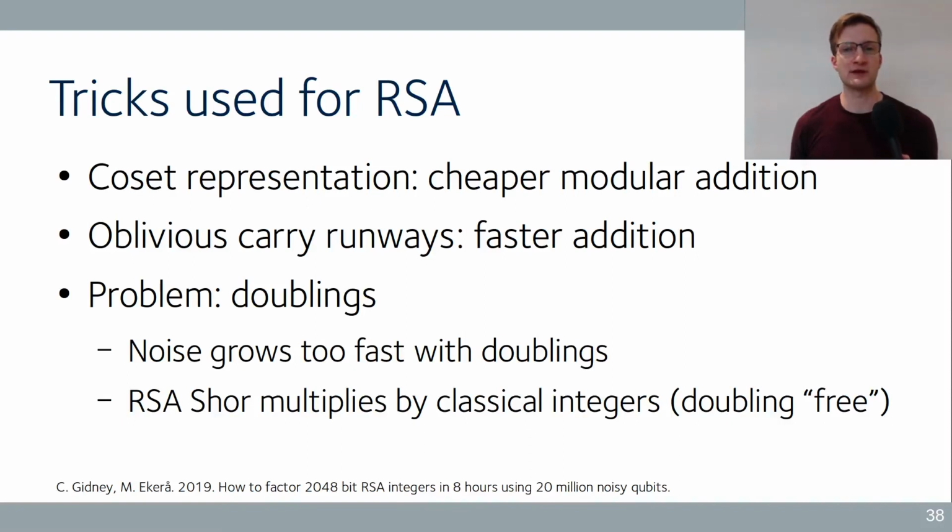One of these was coset representation, another was these oblivious carry runways, and these work quite well, but they work quite well for adding classical integers to quantum integers, and for quantum integers that we never have to double. With elliptic curve arithmetic, we actually do so much arithmetic with two quantum integers, such as multiplying them, that it just is more complicated. We need to double the quantum integers, and this is not well accommodated by these other techniques, and so the noise grows too fast and we can't use them.